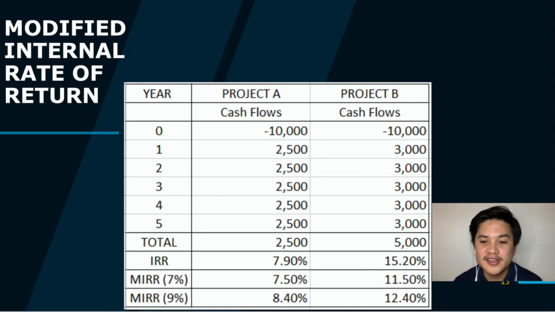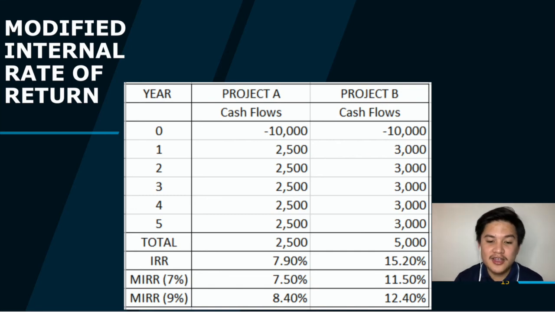However, if we modify the analysis where cash flows are reinvested at 7%, the modified internal rate of return of the two projects dropped to 7.5% from 7.9% and 11.5% from 15.2%. So if we further modify the analysis where cash flows are reinvested at 9%, the first modified internal rate of return rises to 8.4% from 7.9%, and the second only drops to 12.4% from 15.2%.